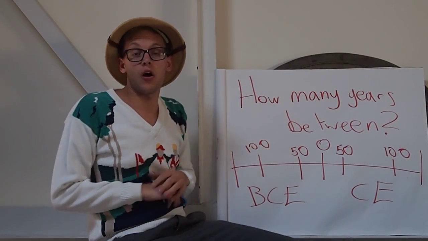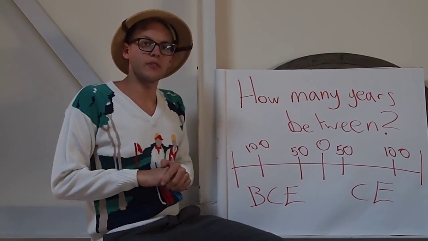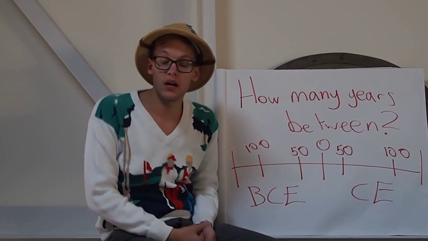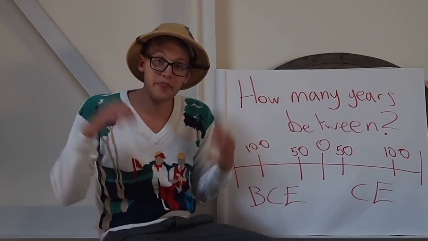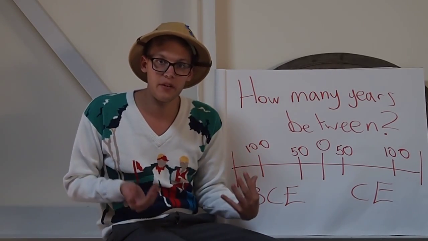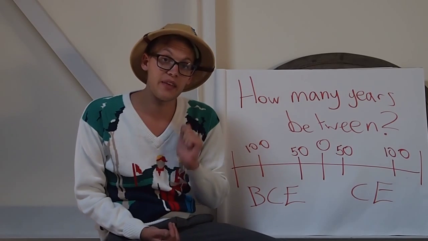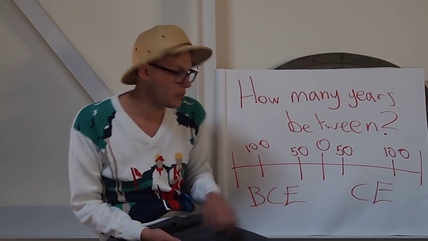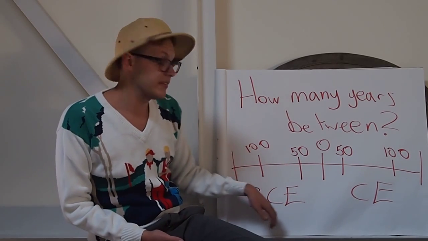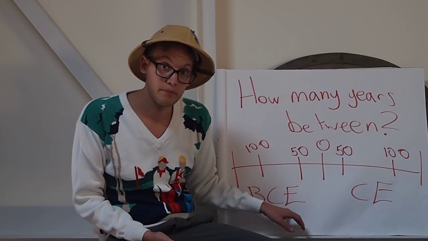How many years are between? This is very similar to an integer line. We have our 0, and think of the timeline as positives and negatives, except we do not have negative times. Instead of negative times, we have negative years, we have BCE, Before Common Era.